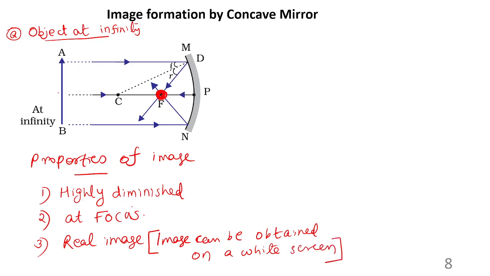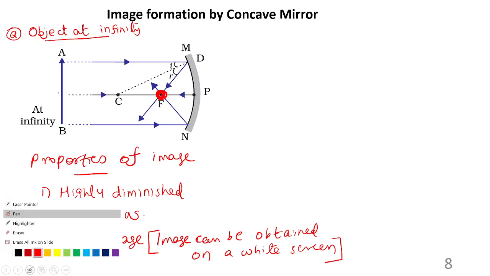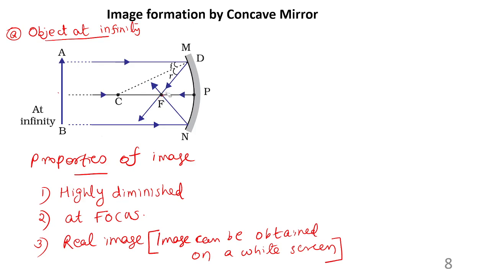So these are the properties of the image. Highly diminished, point-like image. Image is at the focus. Real image, it is available on the screen. If I keep a screen at the focus, I will get it.